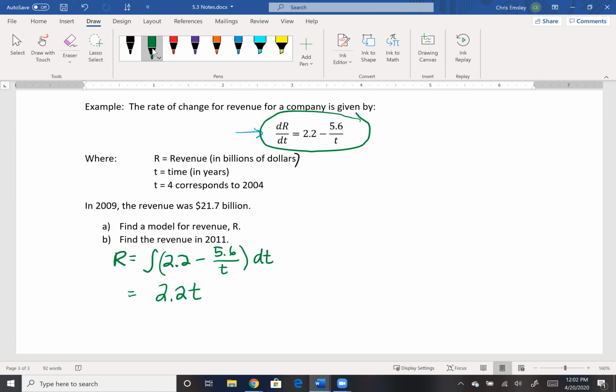And then that negative 5.6 over t, I could rewrite that as 2 separate pieces, but do we know what that would look like now that we've practiced? The 5.6 stays. And then basically we have 1 over t, and the integral of 1 over t is the natural log of t. And then we have plus a constant at the end. Okay, we're not done with part A yet, but any questions there in that step?